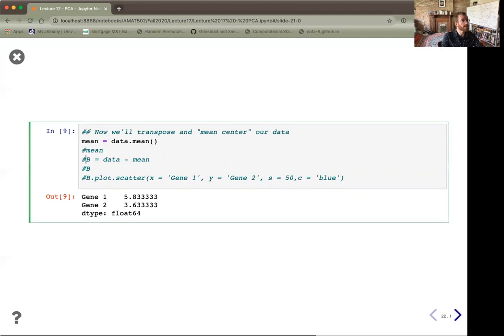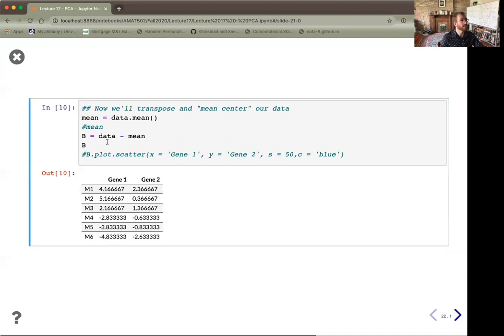So let's go ahead and hide that. And now let's do exactly what I said. B equals data minus mean. It's going to know what to do here. Let's look at that. That's pretty nice. It's taken my mean and subtracted it from each of these. And so we can see that mouse 1 through mouse 3 tend to have above average expression levels, and mouse 4 through mouse 6 had below average expression levels for gene 1 and in fact gene 2.